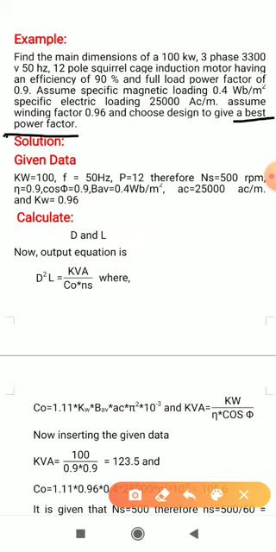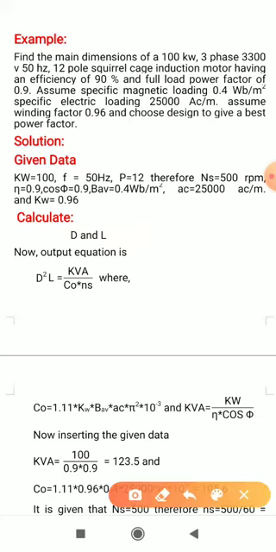So already I told that in the examples of the determination of main dimensions, the procedure up to the calculation of D square L is same. So first we will read once again the example carefully, and then we will write the given data.